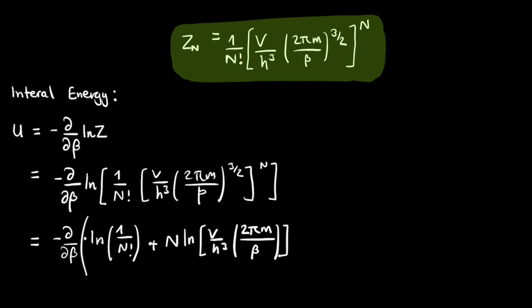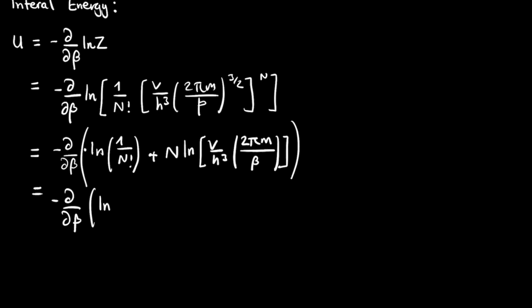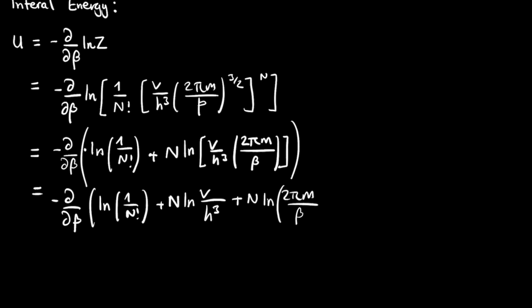But we can go further. We can actually go ahead and separate out this expression. So we've got the ln of 1 over n factorial plus n, and we're going to get another two terms right here because we've got the log of a product. So we're going to have the log of that term plus the log of that term. So we're going to have n log V over h cubed plus n log of 2 pi m over beta. That finishes off that bracket there. So we separated out the log of the partition function, and now we're pretty much ready to differentiate with respect to beta.